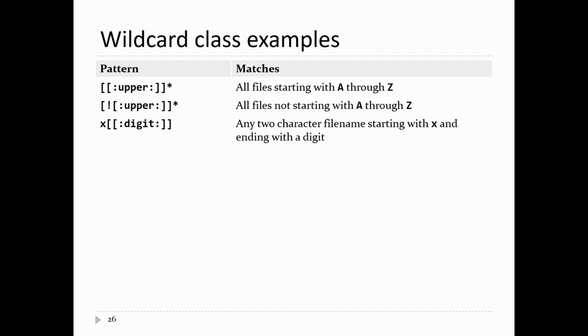If you use the exclamation mark, that negates anything inside this character class here. So anything that's not an uppercase letter, right? So any file name that does not start with A through Z. The star lets you match all the other characters. All of the following characters, sorry, will be matched by that pattern. X, square bracket, digit will match any file name that starts with an X followed by one digit, right? So X0, X1, X2 through X9.